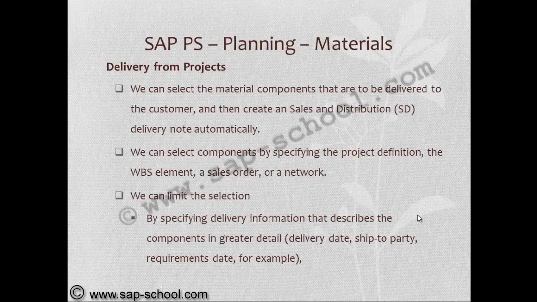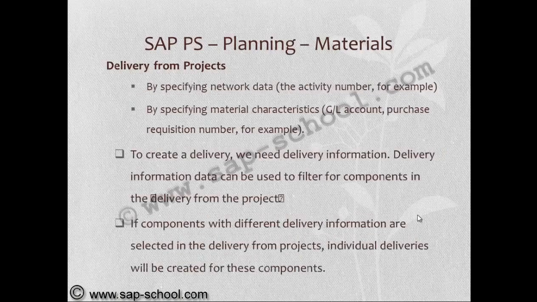We can select components by specifying the project definition, the WBS element, a sales order, or a network. We can limit the selection by specifying delivery information that describes the components in greater detail: delivery date, ship-to party, requirement date, for example. By specifying the network data, that means the activity number. By specifying material characteristics, GL account, purchase requisition number.